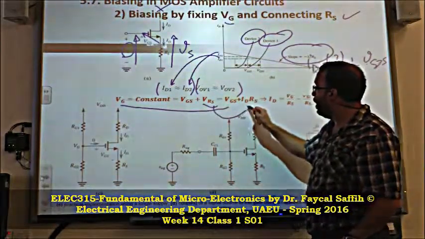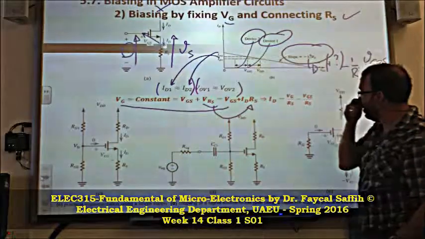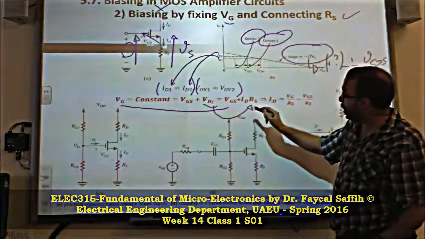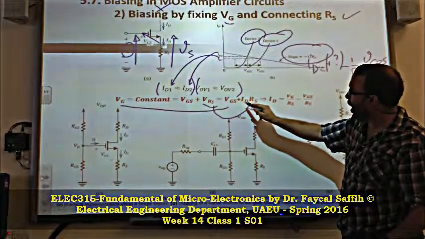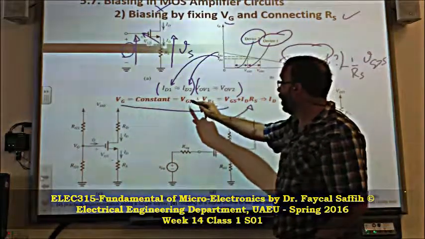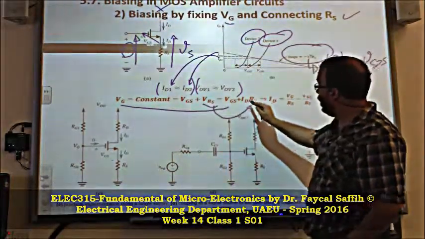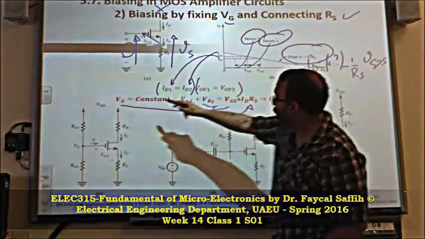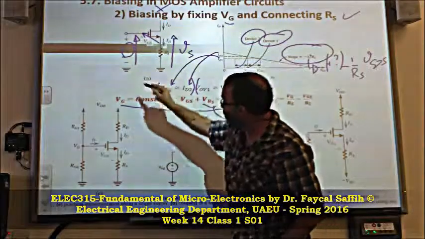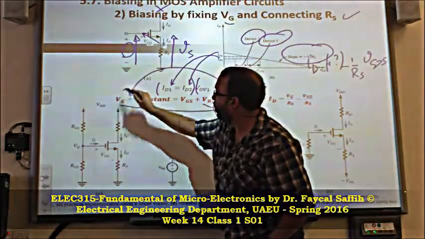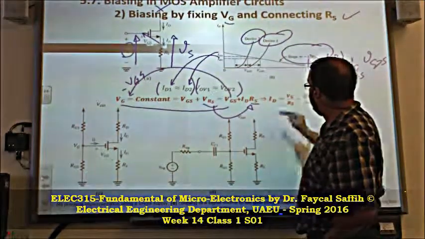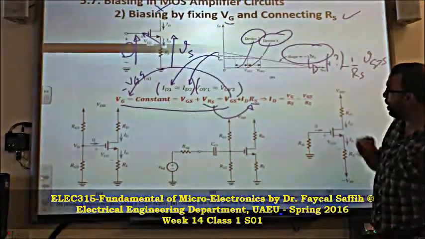So now we have to express VRS. VRS is equal to ID RS. Very good. So how can I write ID in this case? I have VGS on the other side. So ID is going to be equal to VG, which is constant, minus VGS, divided by RS. So ID = (VG - VGS)/RS.